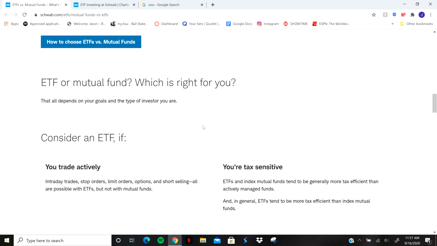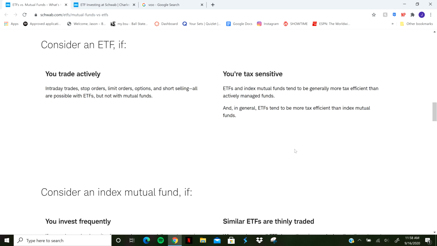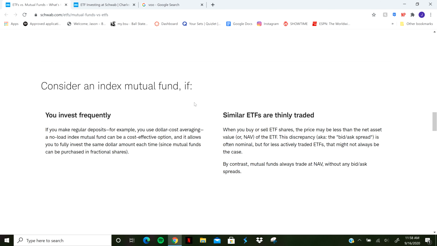So there definitely are differences, and obviously at the end of the day it all depends on your goals and the type of investor you are. Consider an ETF if you trade actively, or you're more tax sensitive. If you're looking at the tax sides of these things, that's a rabbit hole that you can dive into. I don't know everything about it, so I'm not going to dive into it and act like I know about some of those things. Mutual funds are great for investing frequently. You can regulate your deposits on these things, and throw it in a Roth IRA or 401k or whatever it may be, and just have those regulated and continue putting money in for when you retire.